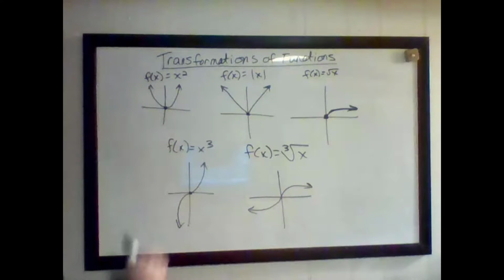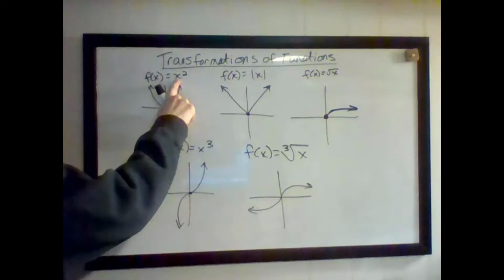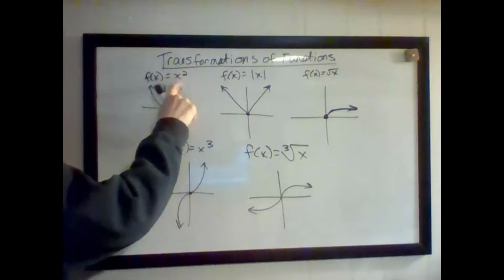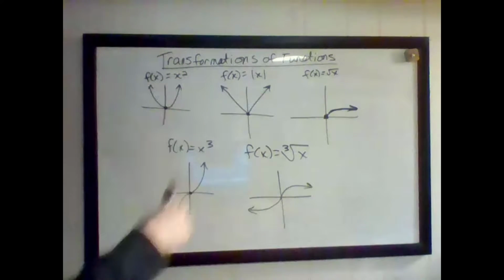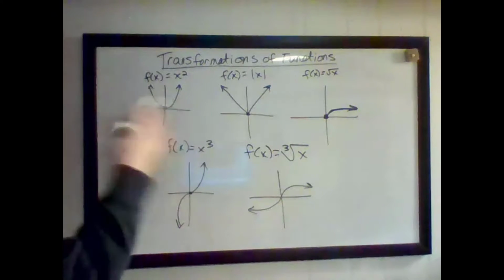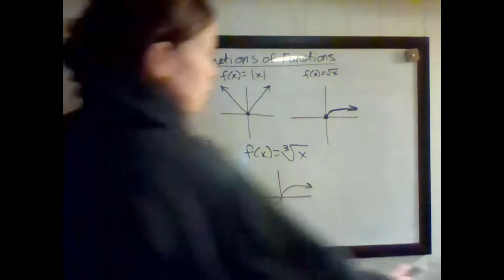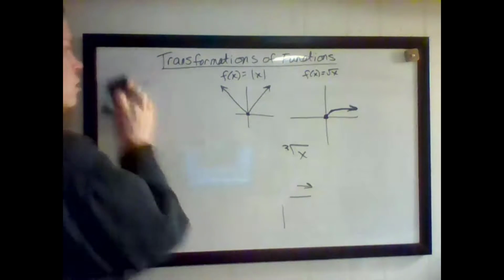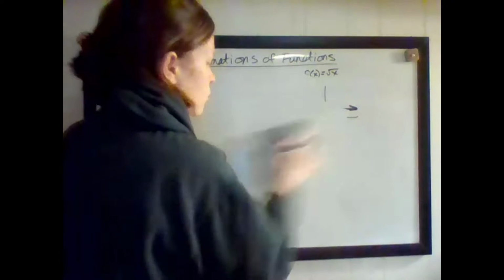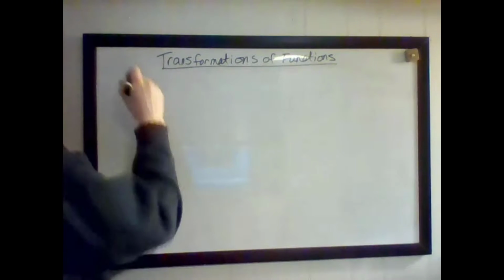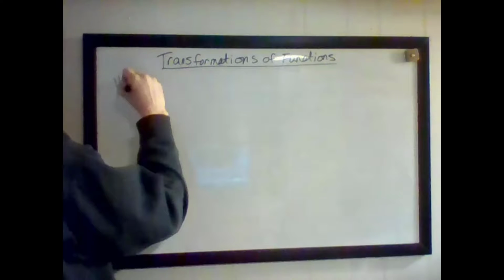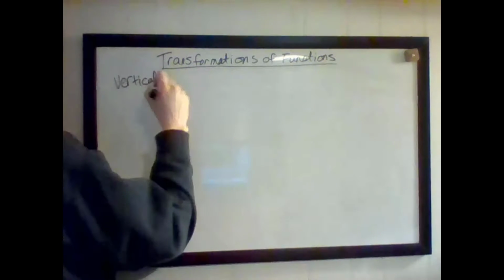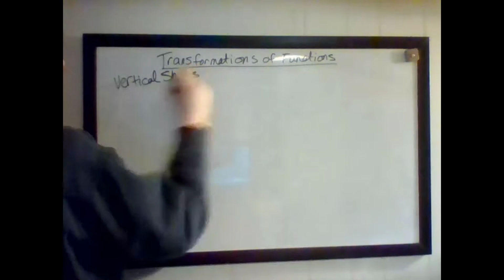And then we can move them based on what happens to, let's say, what we're squaring. If it's a number being added or multiplied, it's going to move the graph around and do different things to it. So let's talk about that now. Let's do our vertical shifts first.